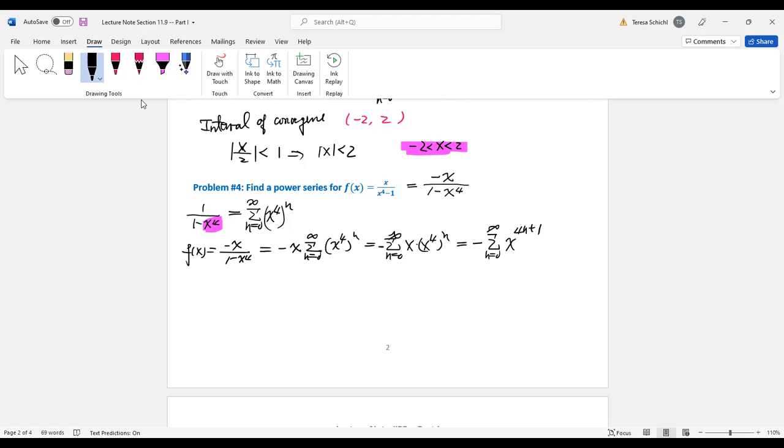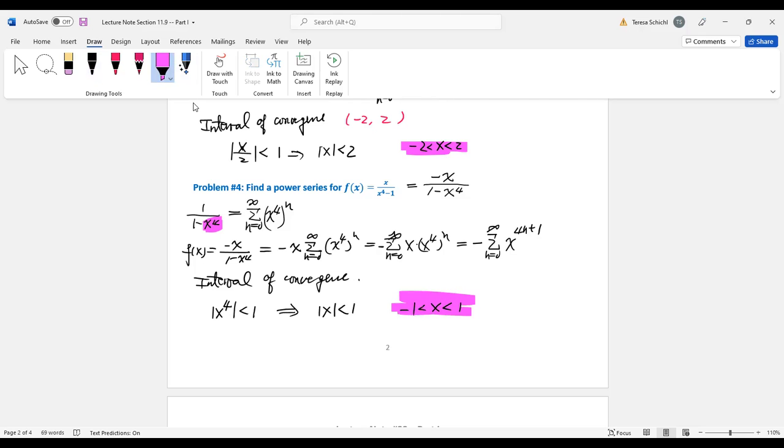Okay, so the same way we talk about the interval of convergence here. So the interval of convergence here, what will it be? Because this is my new x, right? So x to the fourth is less than 1. You take the 4th root, so you will get the absolute value of x is less than 1. So x is from 1 to what? -1. All right, so it's just the same way as we did for the other problems here. So here is -1 and 1, right? It will be the interval of convergence here.